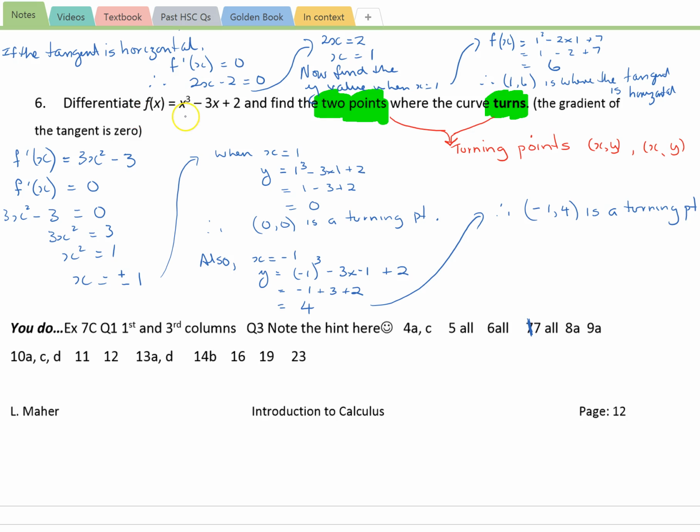Differentiate, again, f of x is x cubed minus 3x plus 2. Probably the first thing that should come to mind when you're differentiating is: is this in a nice format? Do I have to make any changes to it? And the answer is no, because we've got a power, there's no x in the denominator, there are no square root signs. It's all fine, so we can differentiate it.